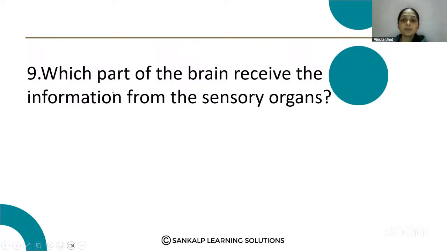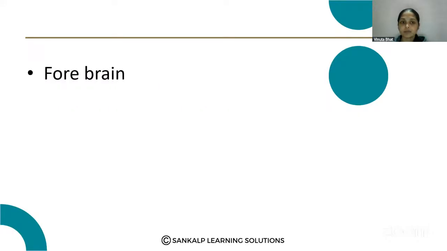Which part of the brain receives the information from the sensory organs? Which part of the brain is responsible for this? That is the forebrain.